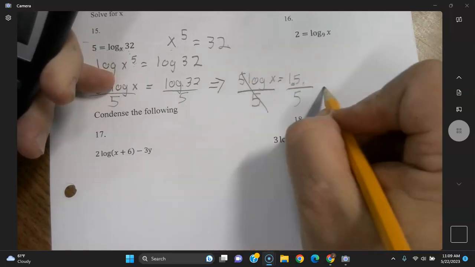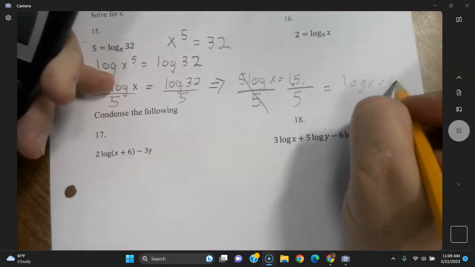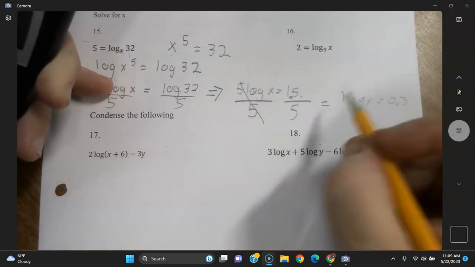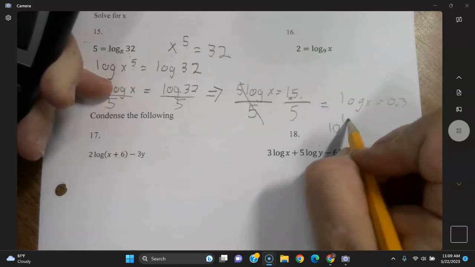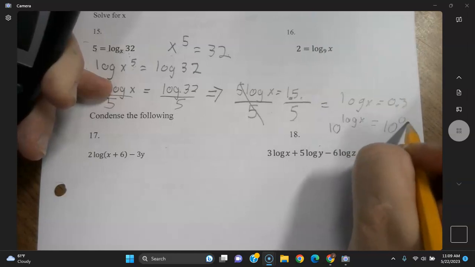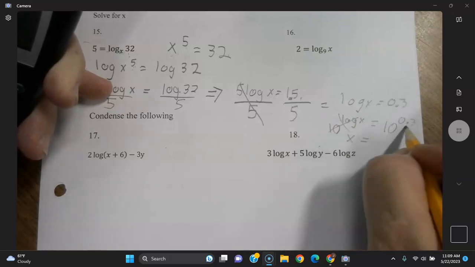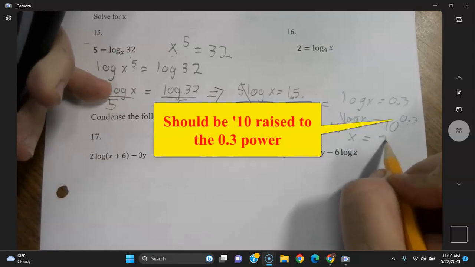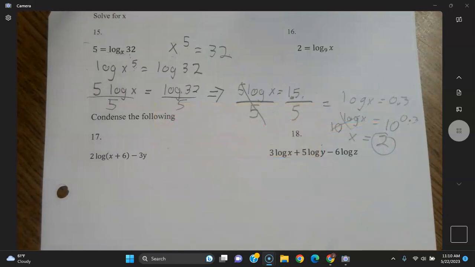These cancel, and you get log of x equals 0.3. That's 1.5 divided by 5. Now you simply raise everything as an exponent, make everything an exponent of 10. So the log and the 10 cancel out. You have x equals 10 raised to the 3rd power, or excuse me, 10 raised to the 0.3 power, and when you do that, you get 2. So that's your final answer. That one's a little messier than it looked.